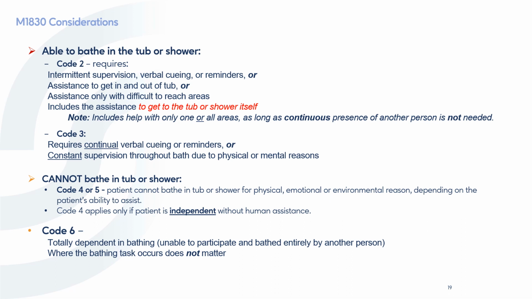So they can set everything up, they can take their own bird bath, don't need anybody around. If they do need some help with any aspect of doing that bird bath, then they would be that code 5. Code 6 is they're totally dependent in the bathing. They are not doing anything to help out. Maybe they'll lift their arms so you can wash their pits, anything like that, but someone else is doing all the work. The setting does not matter.